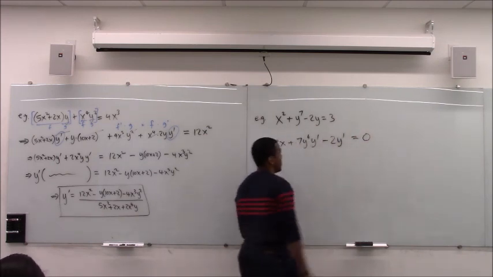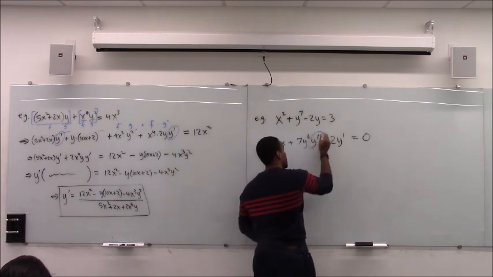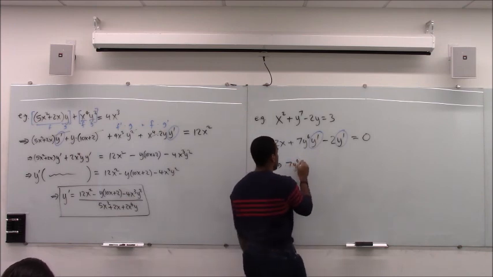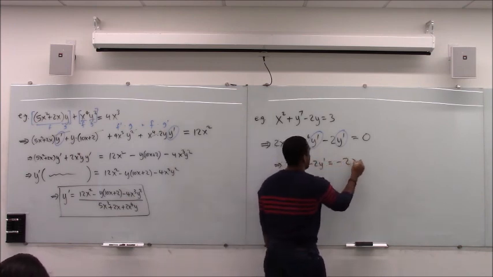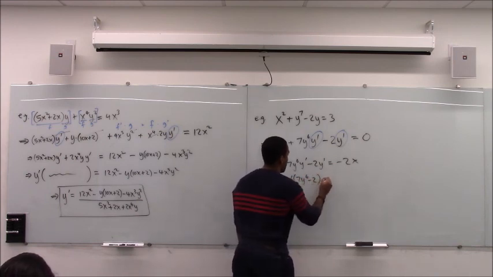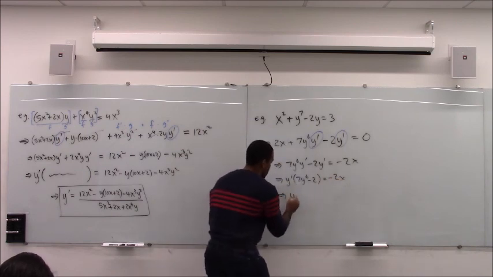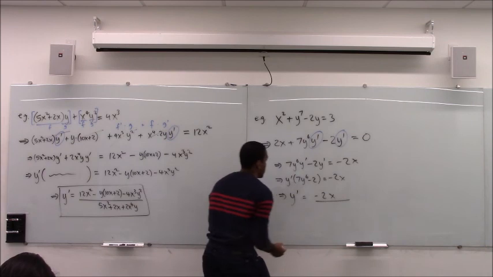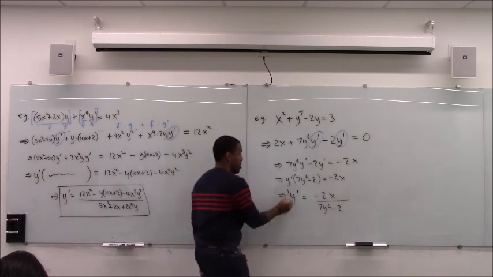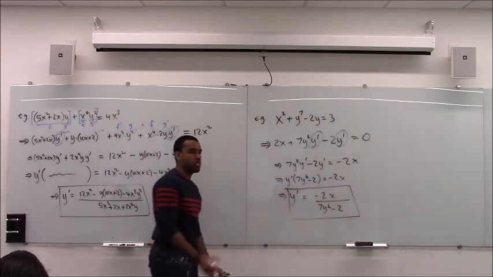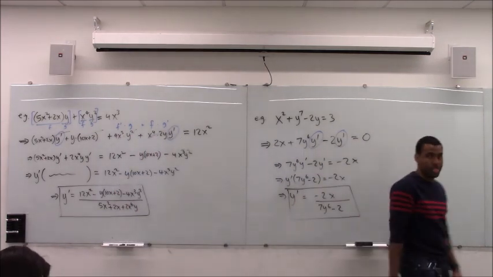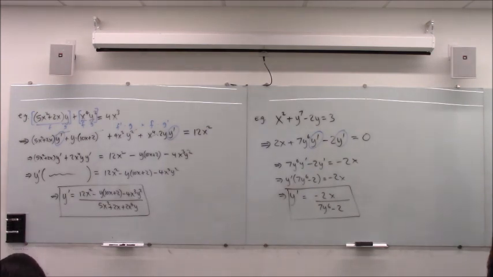Now y prime is just something that you can solve for. So using algebra, you are going to isolate the y prime. Subtract 2x from both sides, then you can factor out the y prime. Then you can just divide both sides by that thing. So it's minus 2x over 7y to the 6th minus 2. And that's your y prime. So you were in an impossible situation, but we were able to find a derivative. We're able to do calculus in this impossibly hard situation, right? And that's the power of implicit differentiation.